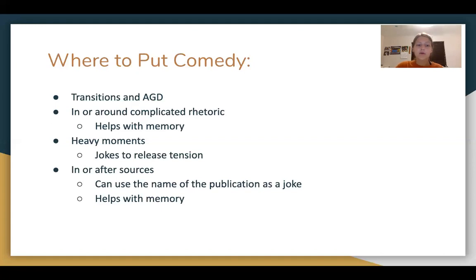Another place is in or after sources. This is just if you're needing a joke, here's a good place. For example, you can use the name of the publication as a joke.